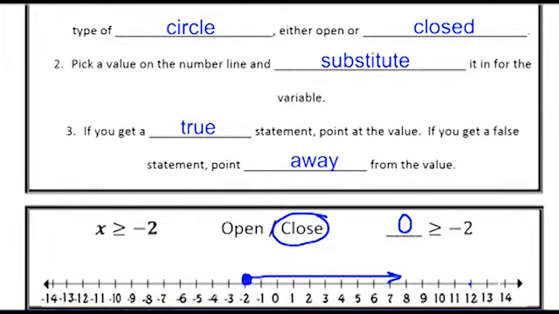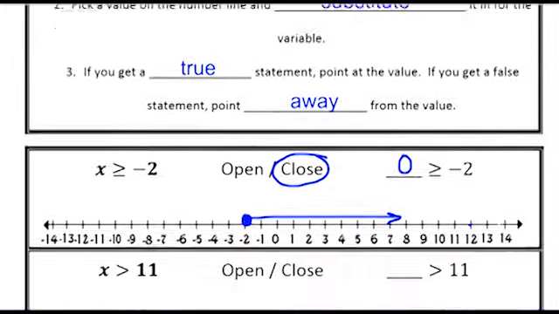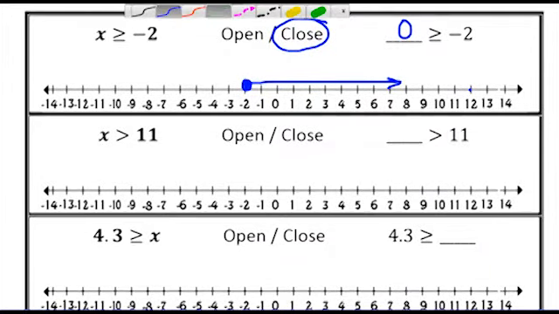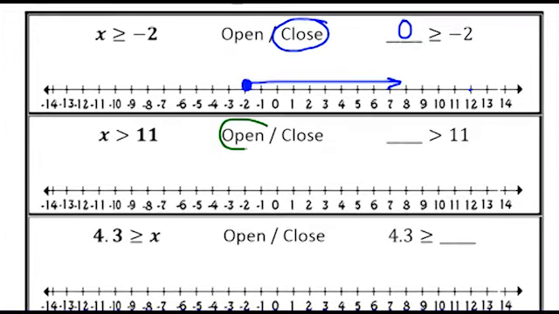X is greater than 11. First, is it open or closed? Because there's no equal sign, it's an open circle at 11. Now I'm going to pick a point. Again, 0 works. Is 0 greater than 11? Is that a true statement? No. So I point away from the value that I picked.